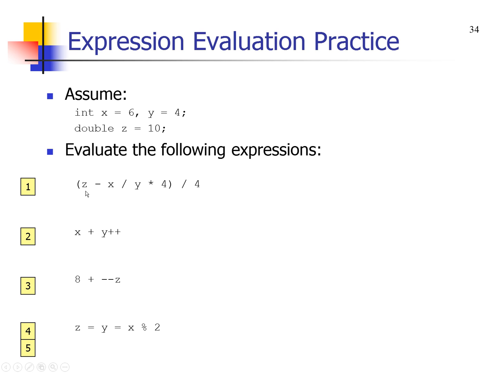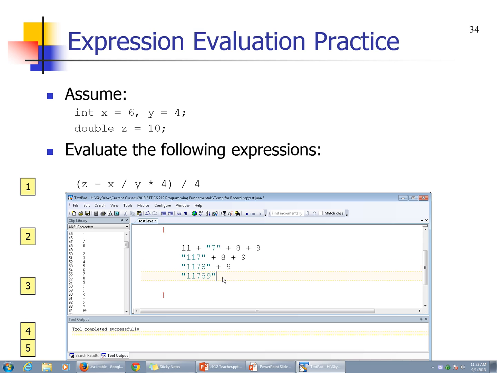So we actually have 10.0 minus x, which is a 6. Let's see if I can write this down. Make this a little bit easier for us. So we have 10.0 minus 6 divided by y, which is 4, times 4. Now that is all in parentheses. Then divided by 4. That's what we got so far. So we got 10.0.